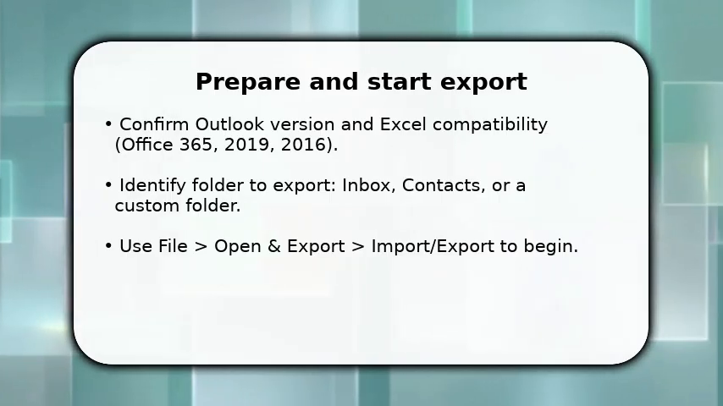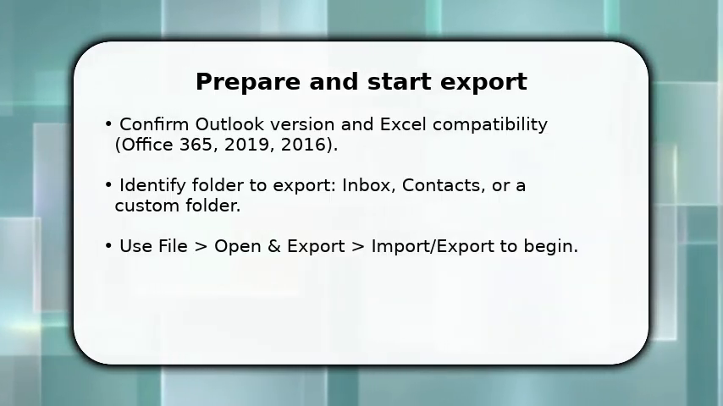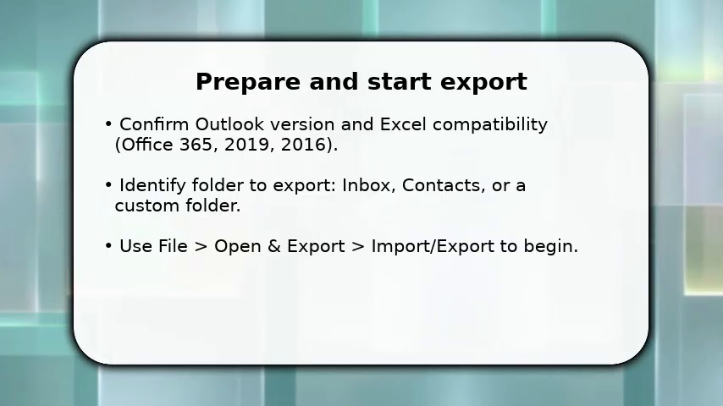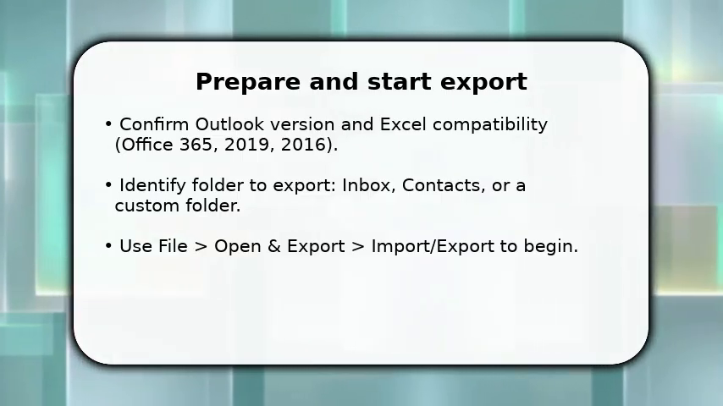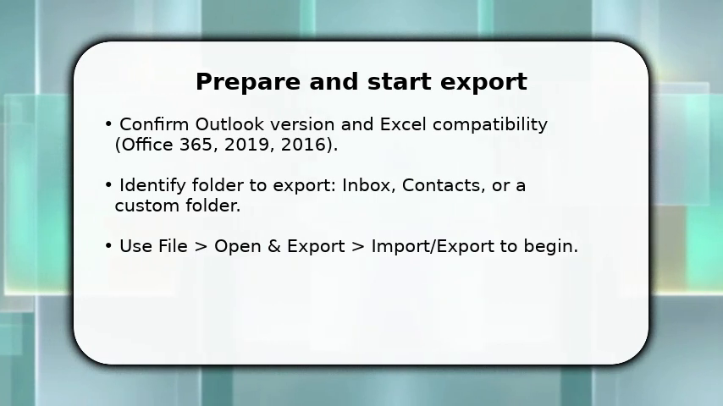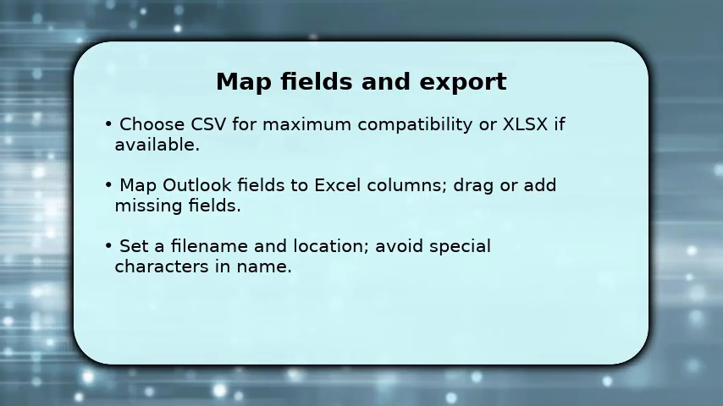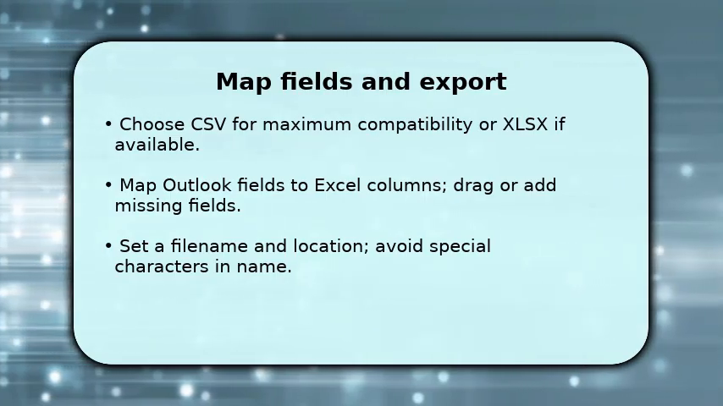Select Export to a file and choose Microsoft Excel or CSV, depending on fields you need. Make sure to map fields next, because that controls column order in Excel. This is the first actionable move to get data flowing. Now you focus on mapping fields. This is the complex middle step that shapes your spreadsheet.